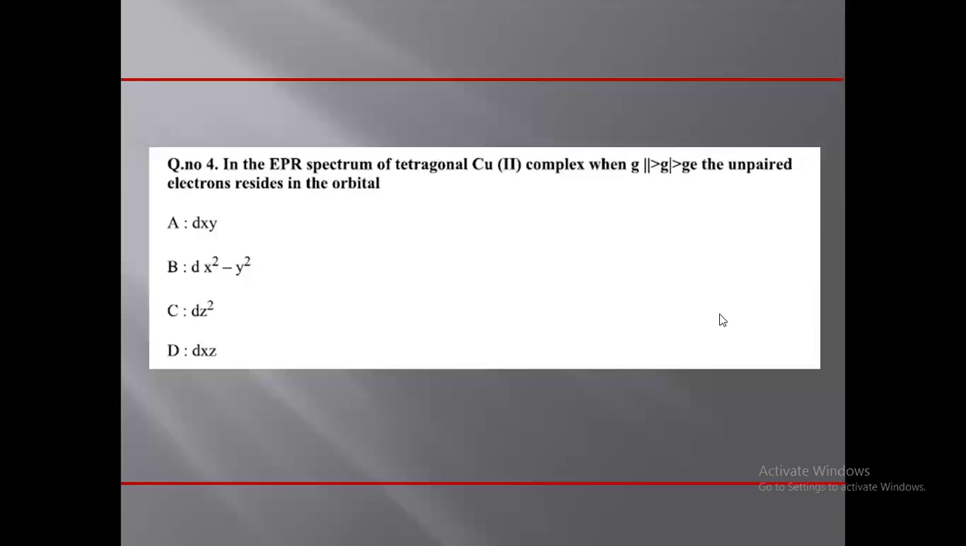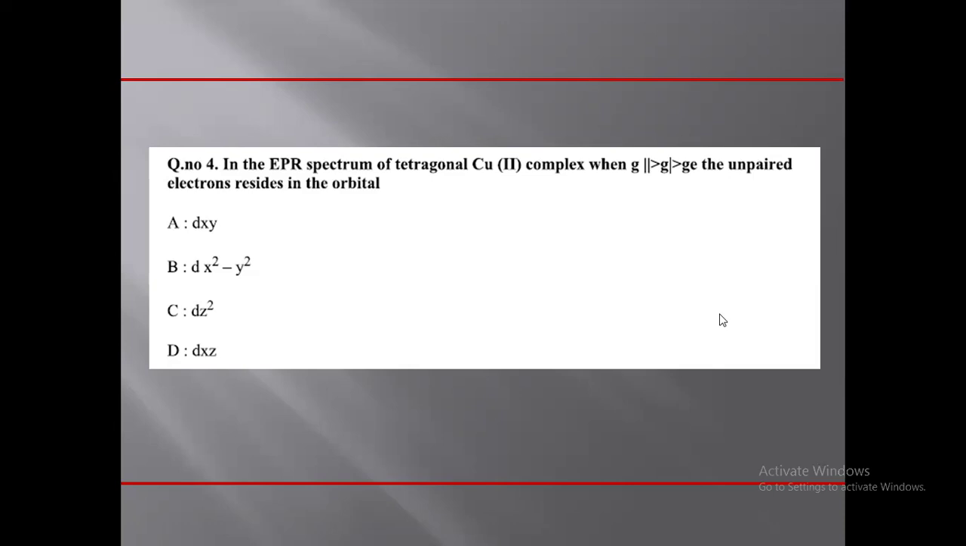Question number 4. In the electron paramagnetic resonance of a trigonal copper complex, where g parallel is greater than g perpendicular, greater than g in the excited state, the unpaired electron resides in the orbital. See here in this question, just write the electron configuration of the copper(II) complex. In the copper(II) complex, in the d orbital 9 electrons are there. But you can go to the concept. Here the answer is C, but the answer given is B.